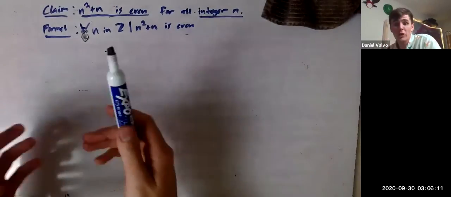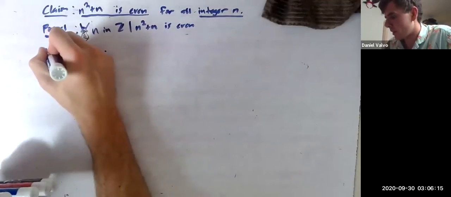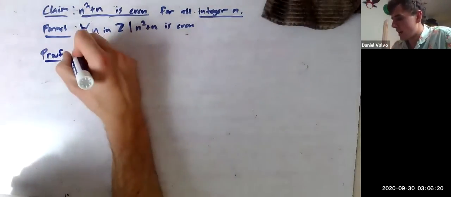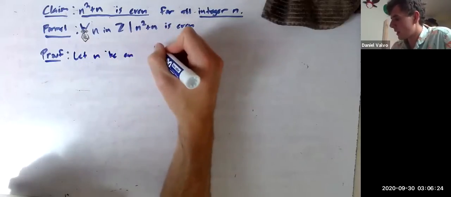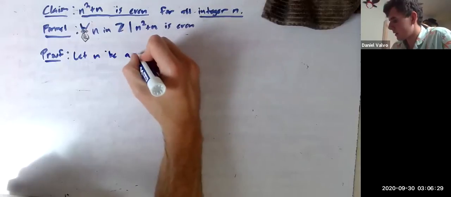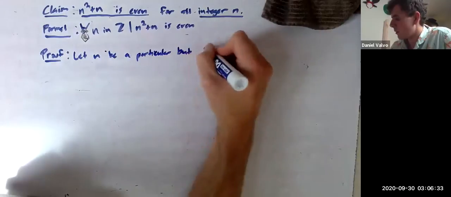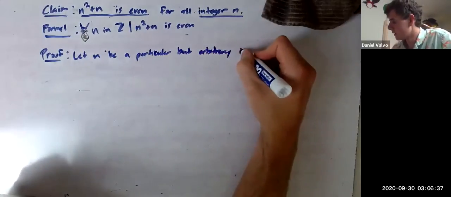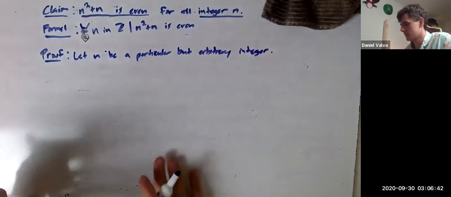So let's move on with our proof. The aside just gives us the idea. Let's actually go through the mathematical proof. So, proof. So we start out by saying let n be a particular but arbitrary integer.